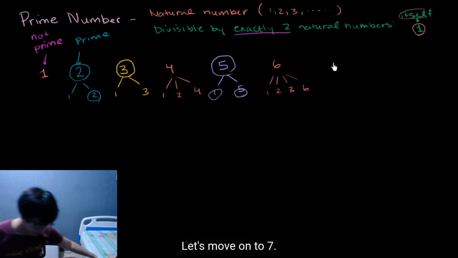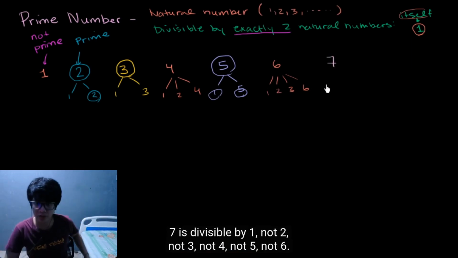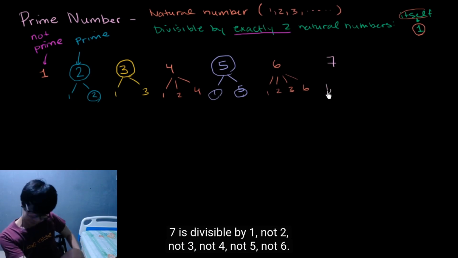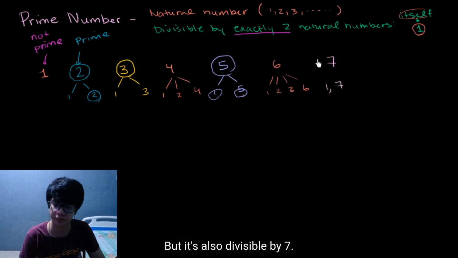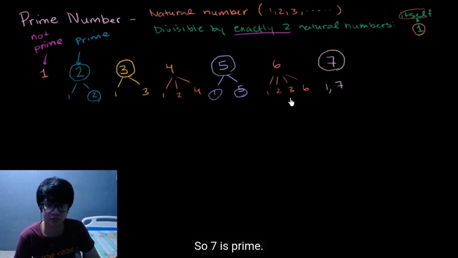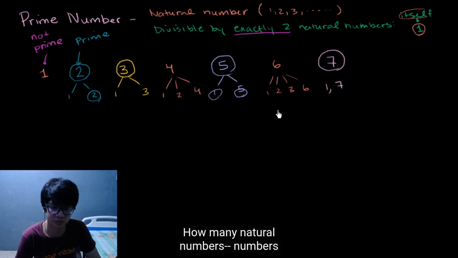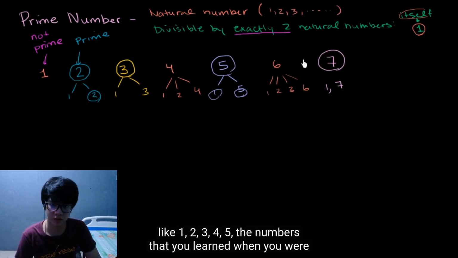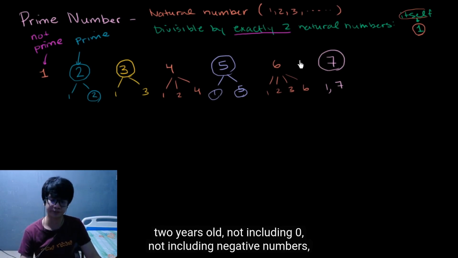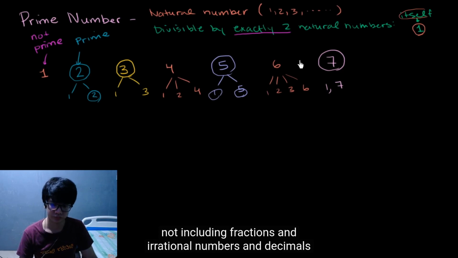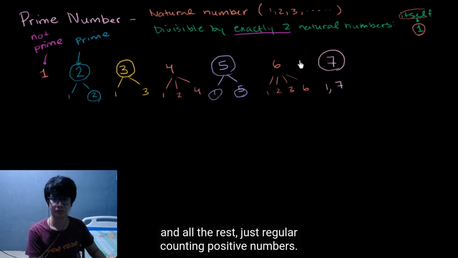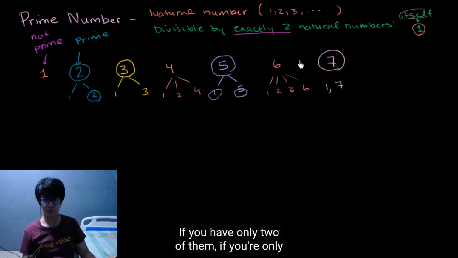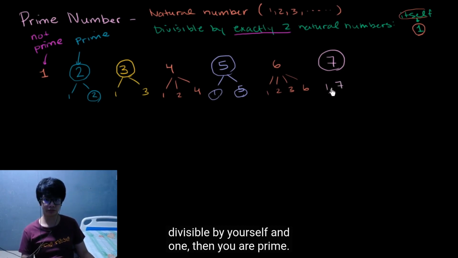Let's move on to 7. 7 is divisible by 1. Not 2, not 3, not even 4, not 5, not 6, but it's also divisible by 7. So 7 is prime. I think you get the general idea here. How many natural numbers, numbers like 1, 2, 3, 4, 5, the numbers that you learned when you were 2 years old, not including 0, not including negative numbers, not including fractions and irrational numbers and decimals and all of the rest, just regular counting positive numbers. If you have only 2 of them, if you're only divisible by yourself and 1, then you are prime.